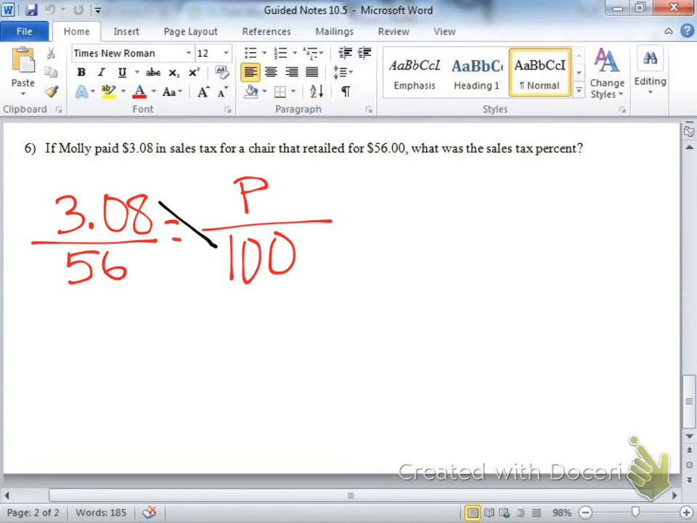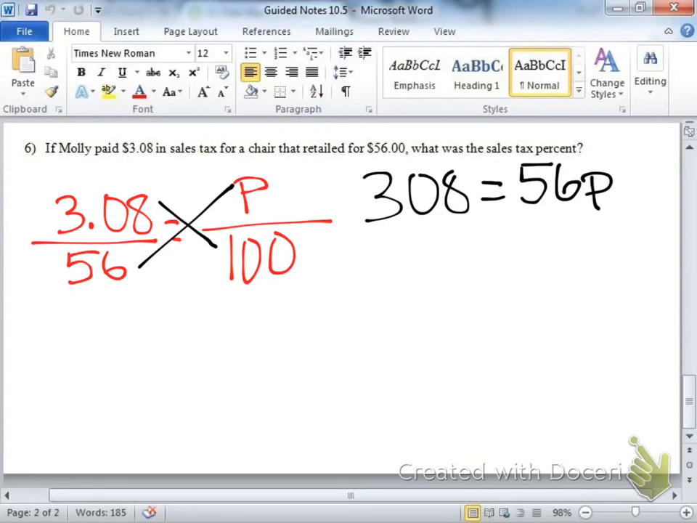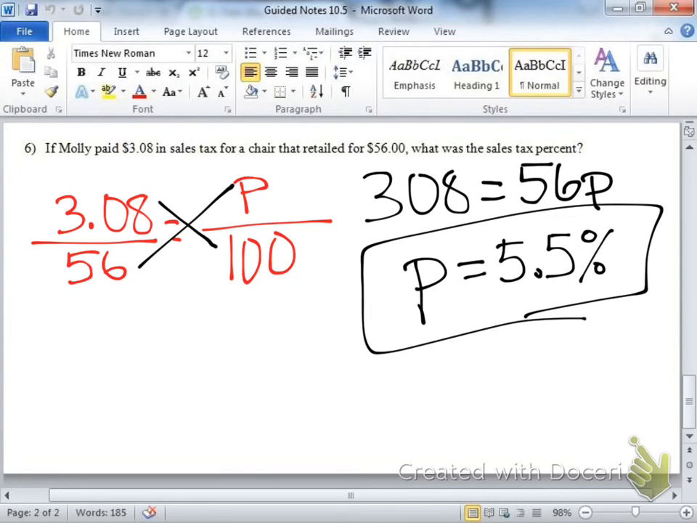Cross multiply. 308 equals 56p. So anyone have the percent for me? 5.5%. Very, very good. Any questions on discount or sales tax? All right, here comes your homework.